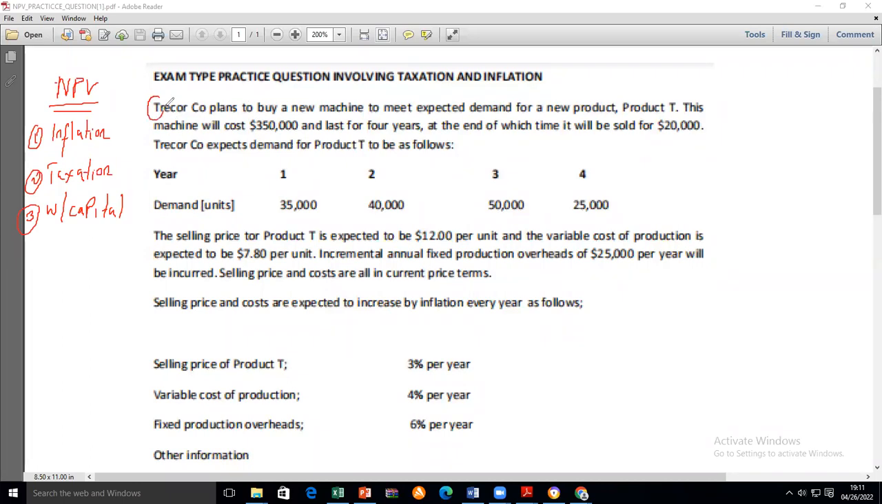So T company plans to buy a new machine. So there's a project proposal here to meet expected demand for a new product, this product is called product T. This machine will cost us $350,000 and will last for 4 years. Now, these are the facts that we need if you're going to do an NPV. We need to know what is the proposed capital expenditure. What is the proposed capex? That must be there.